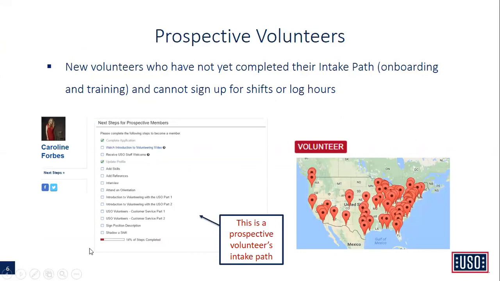Here, they will see an intake path, and you can see an example on your screen. There are several steps that they have to complete. There are some steps, such as blue steps, that volunteers must complete on their own, like our introduction videos, and other steps, black steps like Receive USO Staff Welcome, are either not available to the volunteer yet or must be completed by an admin. We'll talk more about how admins can complete these steps when we go over the intake manager. Just remember, by admins going through the intake path and clicking off their volunteer steps, they can help their volunteers get through the intake path quicker and into our centers quicker.